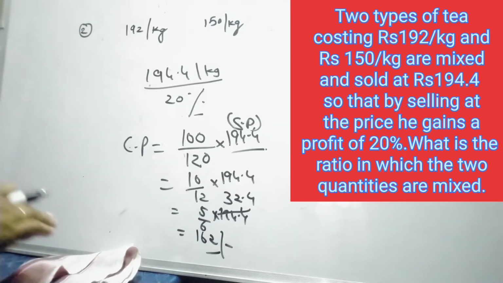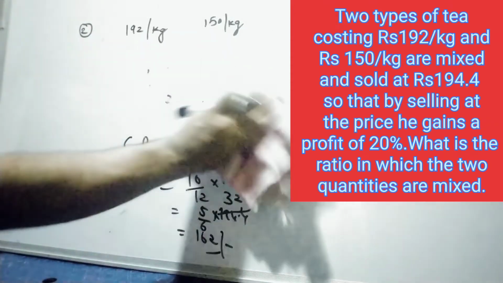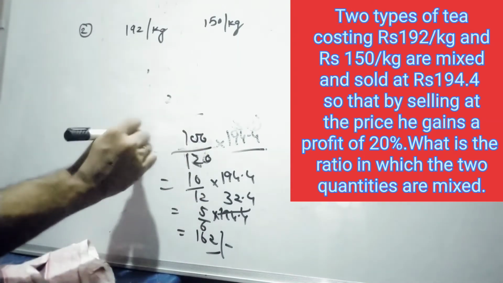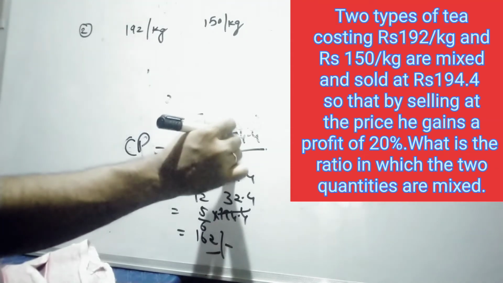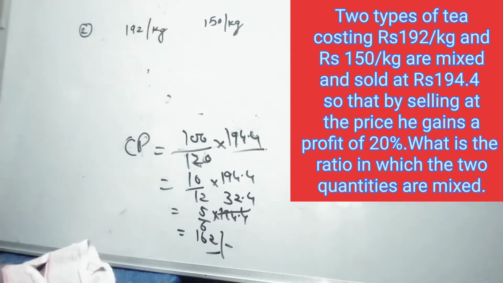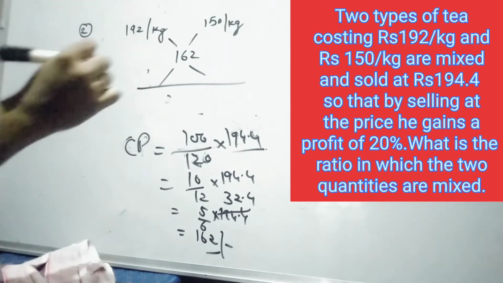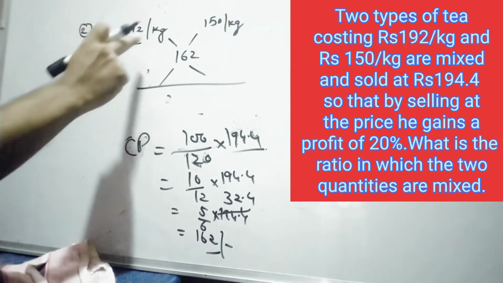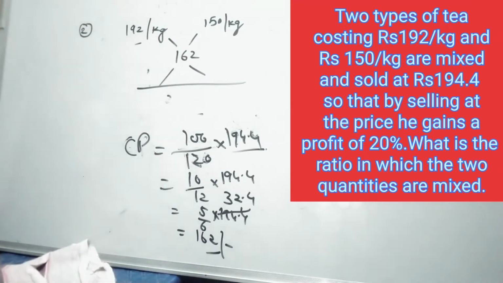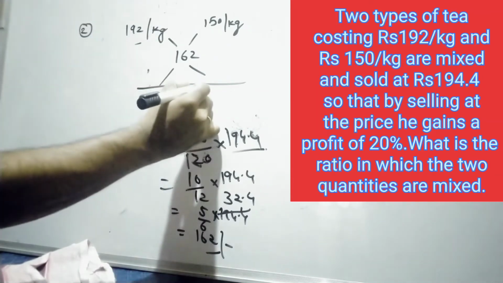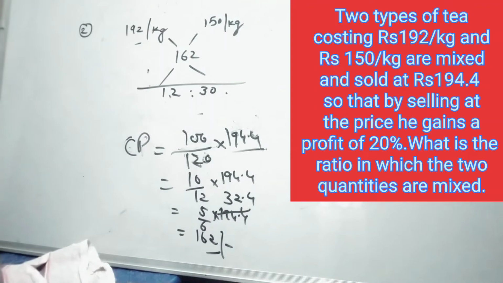Now we got the cost price. We are writing it in the center using alligation and mixture. That is 192, 150 and 162. So this is the cost of one type of tea, this is the cost of the second type of tea, this is the cost of both mixed together. So we get 150 and 162, the difference is 12, and 162 and 192, the difference is 30. So 162 minus 150, 192 minus 162.